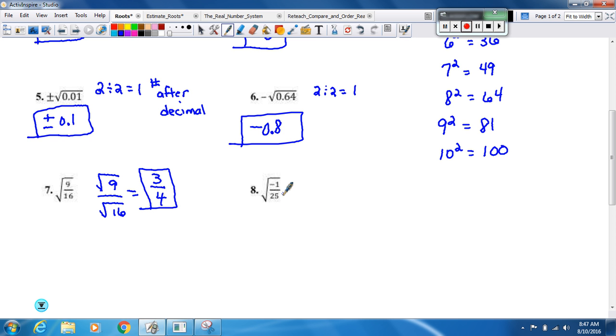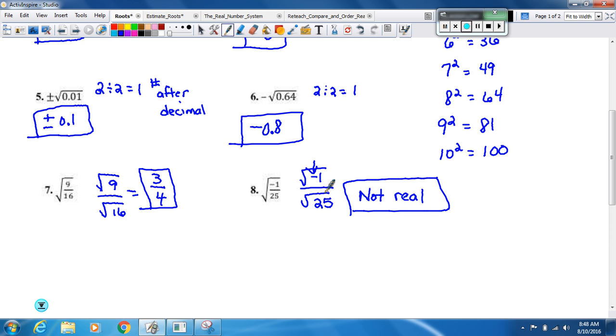Okay, this one is special. The negative's not on the outside, it's on the inside. The square root of negative 1 over the square root of 25. Okay, here's the rule. If you have a negative underneath, the answer is not real. So you automatically have an answer that's not real. So that's your answer. You don't have to do the rest of the problem because a negative underneath a square root is automatically not real.